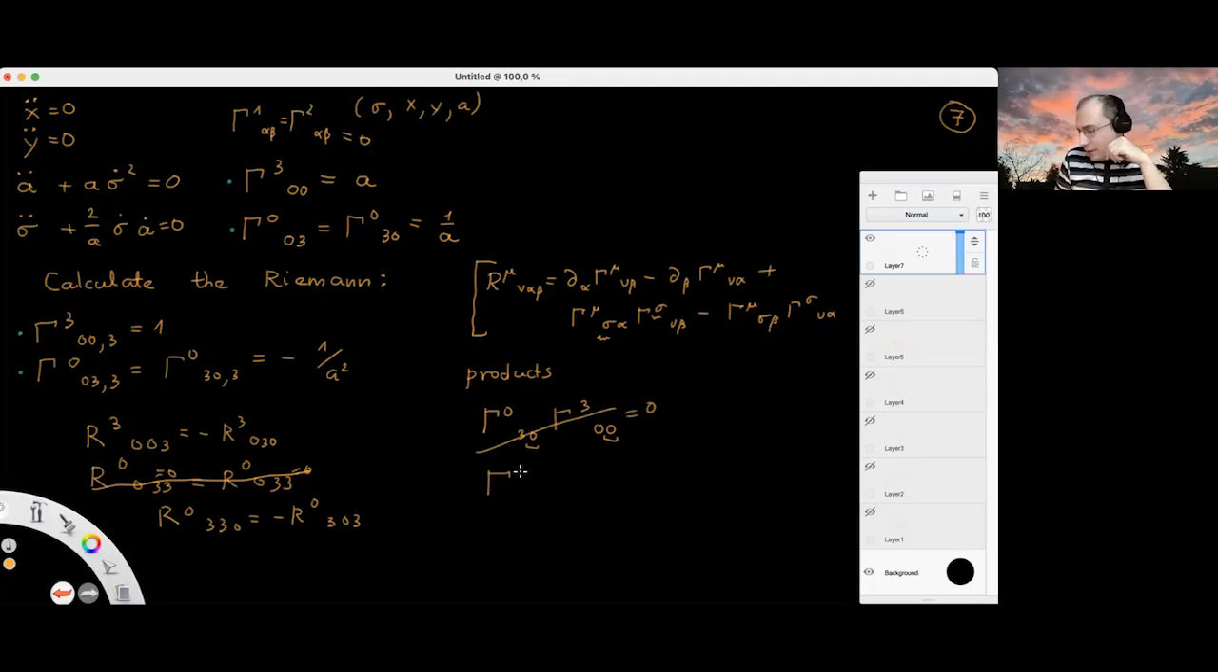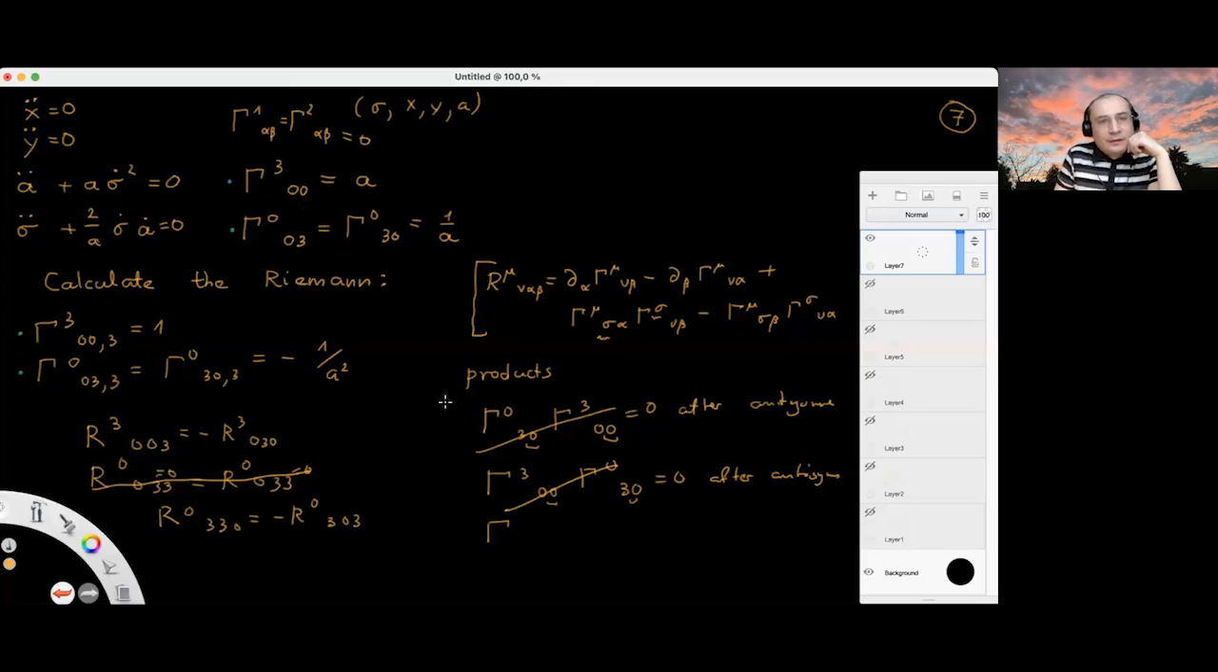But we can also have the product of gamma 3, 0, 0, and gamma 0, 3, 0. This one with that one. Again, we've got a repetition of index, so this will be 0 after anti-symmetrization. This is again 0 after anti-symmetrization. So it does not contribute.